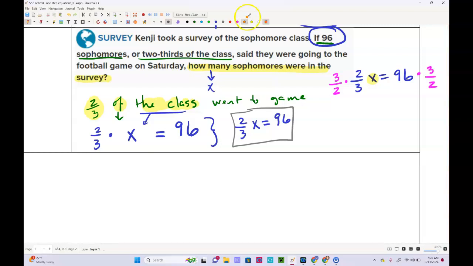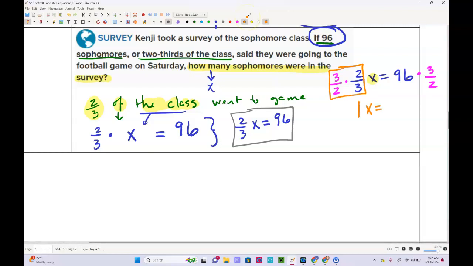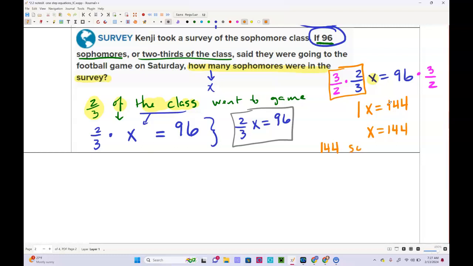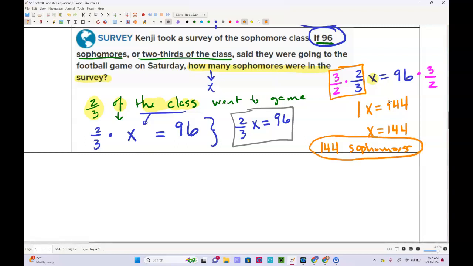Okay. And of course, we know that when we take a fraction and multiply it by its reciprocal, that equals 1. So we have 1x, and 96 times 3/2 is 144. So x is equal to 144. So looking back, how many sophomores were in the survey, you might finally write this as there were 144 sophomores. And there's my answer.